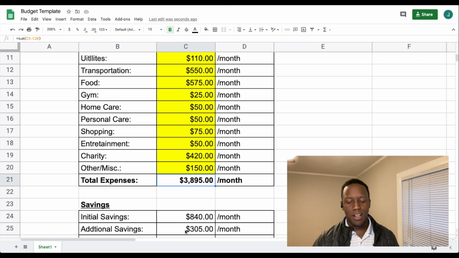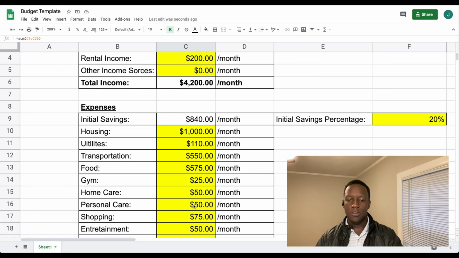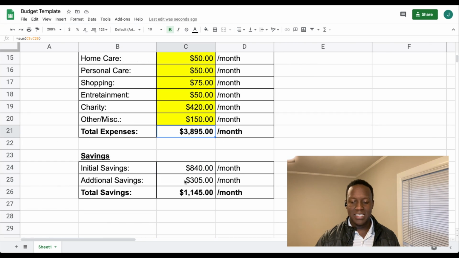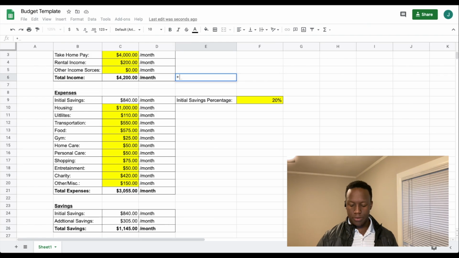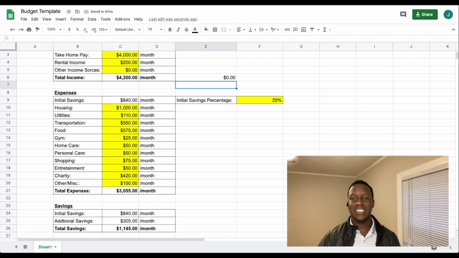So I have this column called additional savings. Both these columns auto-populate, so you don't need to adjust them. The additional savings is basically my total income minus my total expenses. So when I add these two numbers up, this is my total savings amount right here. If I get my total income, subtract my total expenses, and subtract my total savings as well, I should get $0. And that's a zero-sum budget.